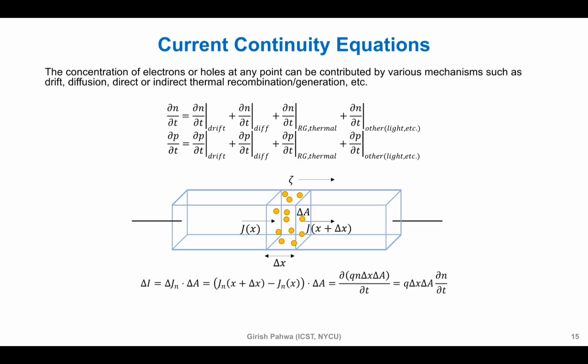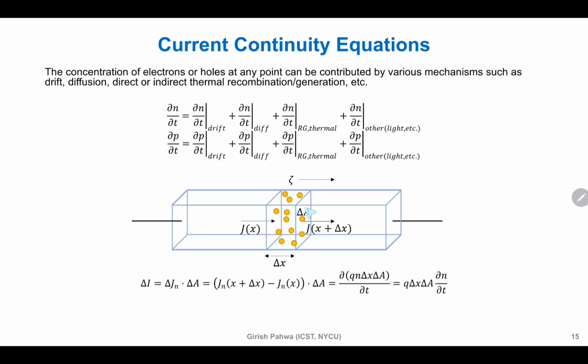Yes, there will be some build-up of charge. Charge can reduce also, charge can increase also, depending upon what is my in and what is my out. If in is larger than out, then it will increase the electron concentration. If in is smaller than out, it will decrease the electron concentration. So it can change the electron concentration at a point. Now what is that concentration change?